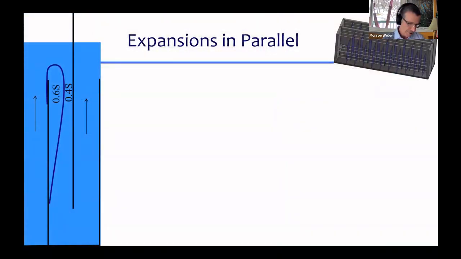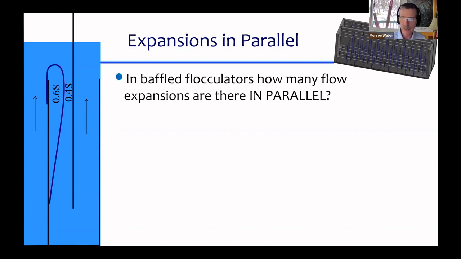Okay, so now we're at the fun part. We're going to do a little exercise where I want you to think about what you've been learning about flocculators, and I want you to reflect on how many expansions are there in parallel in the designs that we've been talking about. So that's the first question. How many flow expansions are there in parallel?